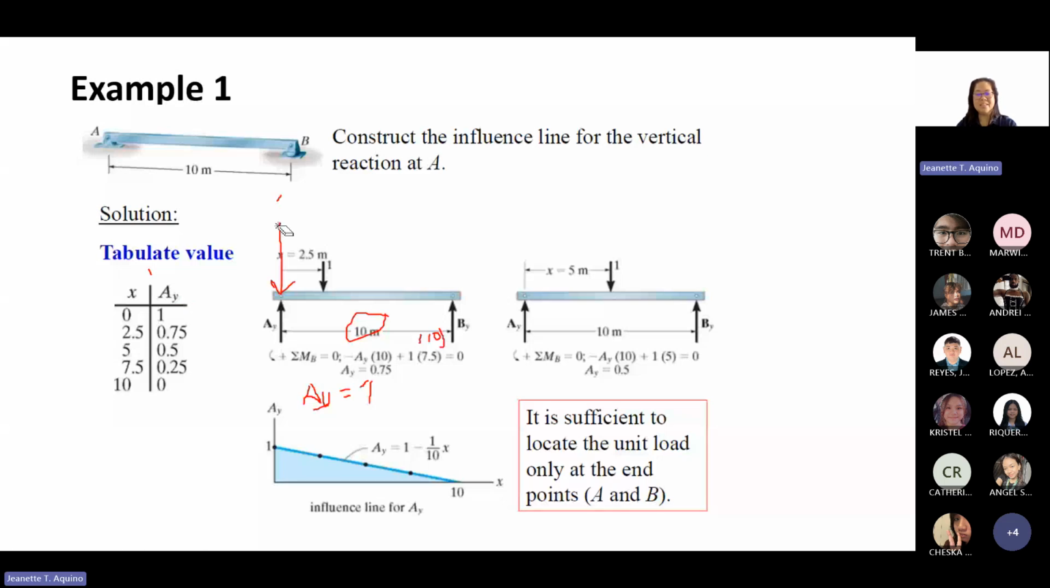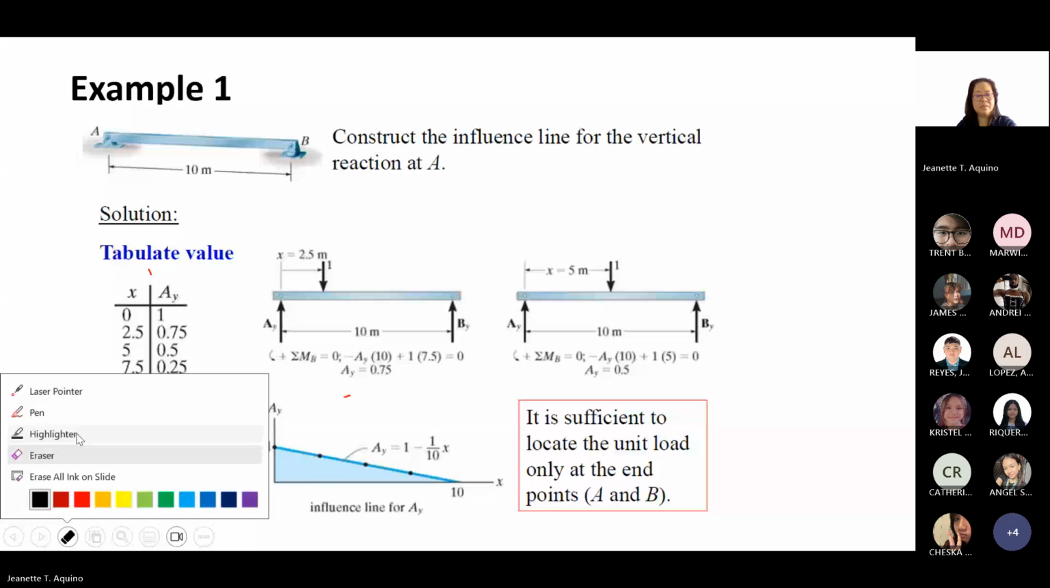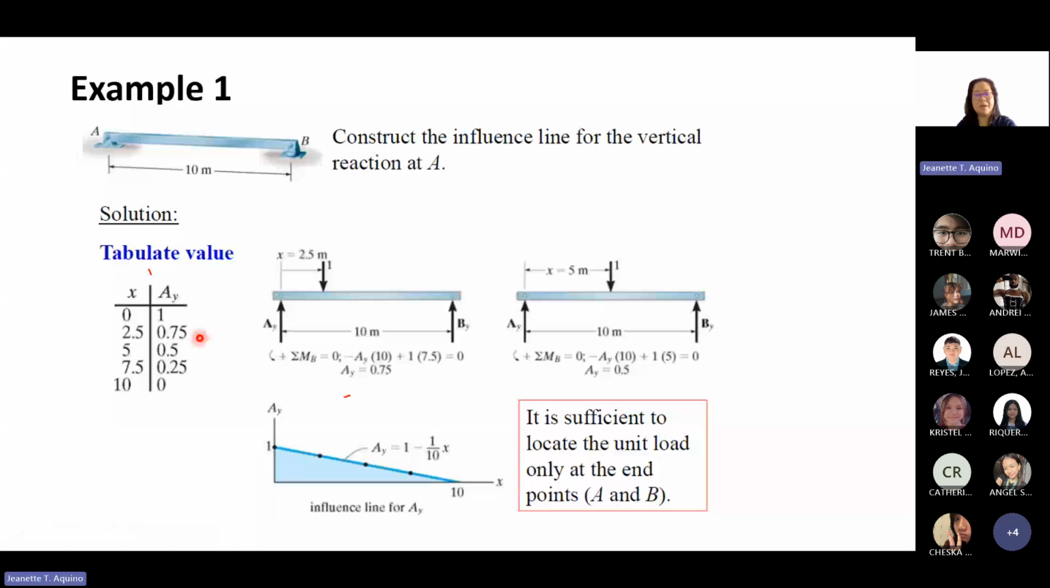If your load is at 2.5, we already solved it here. AY, take moment at B. So AY times 10 plus 1 times 7.5, which is 10 minus 2.5, equals 0. If you resolve it, AY will be 7.5. So if the load is at 2.5, your AY will be 7.5.